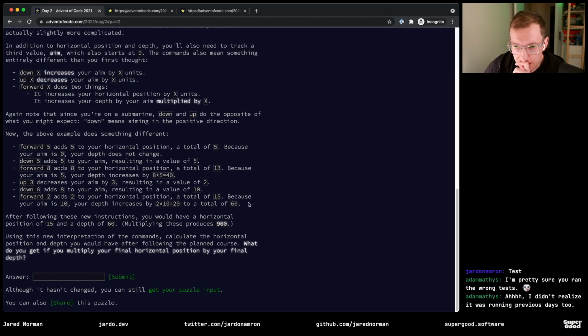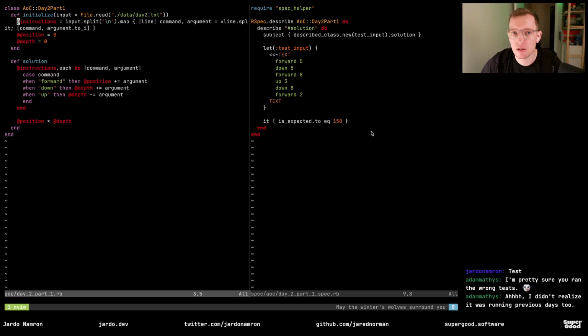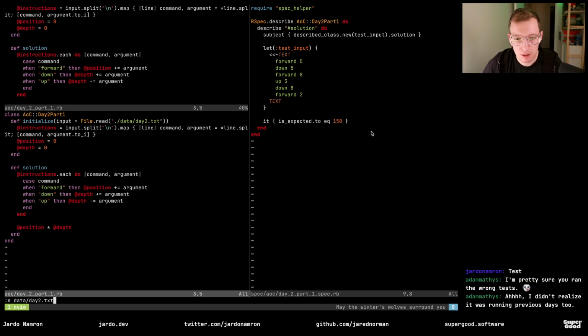Okay, so this is just working it out. Following these new instructions, you would have a horizontal position of 15 and depth of 60. Multiplying these produces 900. All right, using the interpretation of the commands, calculate the horizontal position. Okay, so do the same thing, but we've changed the rules. That's pretty standard.